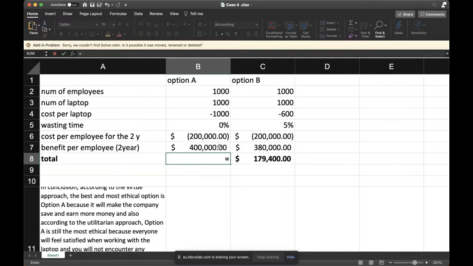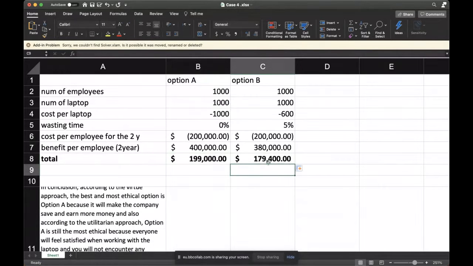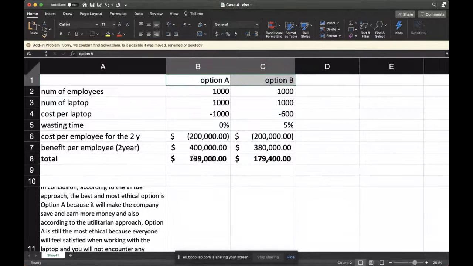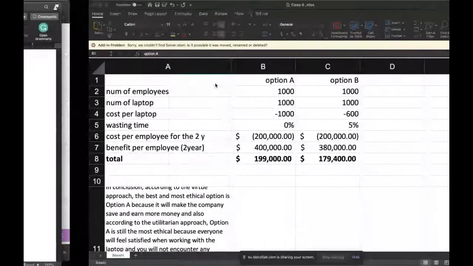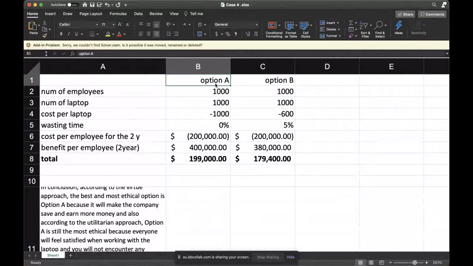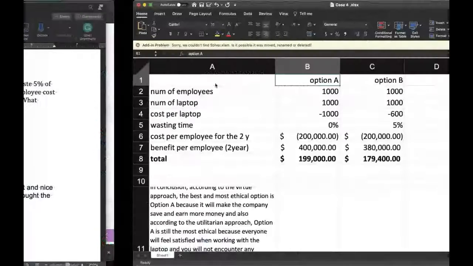And here you do the total. The total is benefit plus cost plus cost of the laptop, correct? And in this case, the benefit, I just extend the formula, is exactly the same number. Very good. And so in option A, the company net profit in this case is 199, and the other is 179. So what is more ethical? So here you can say utilitarian approach. Yes, there is more utility, more happiness, more utility in option A than option B, considering a 2-year framework. Fantastic, wonderful. Does it make sense? Yes.